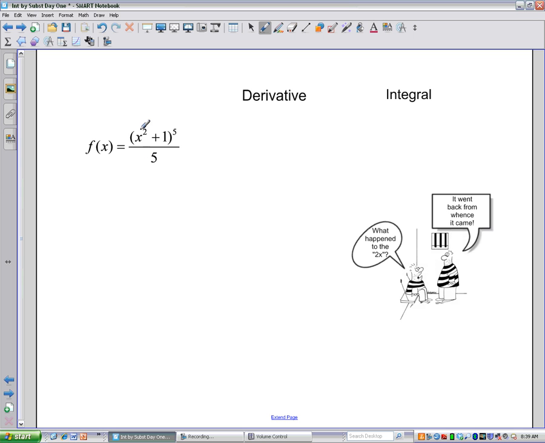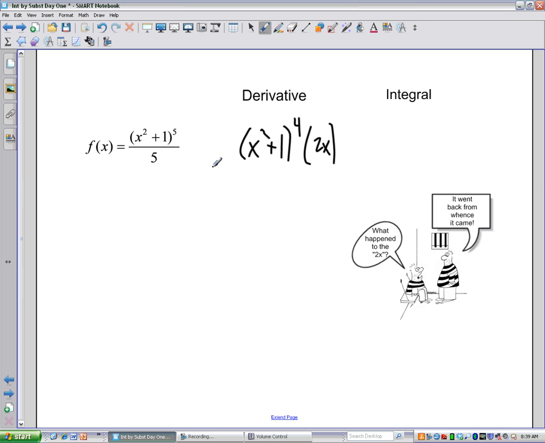So if I start with a function like this and I take its derivative, I go with, like 5, bring the 5 down in front, drop 1 from the exponent, so I'm going to end up with something like (x squared plus 1) to the 4th power. And then chain rule says I've got to take the derivative of x squared plus 1, so it's 2x.